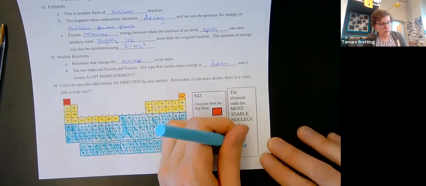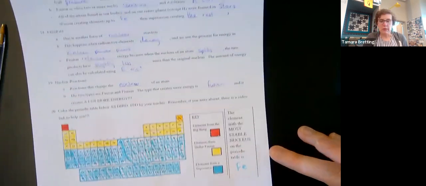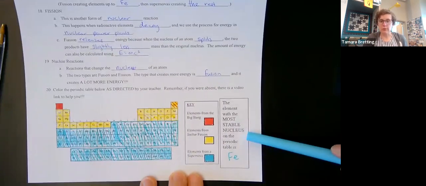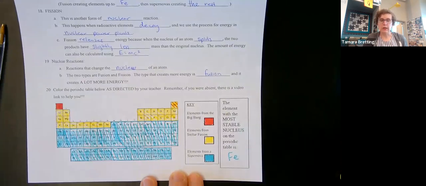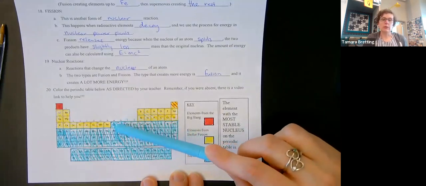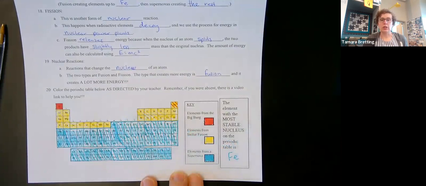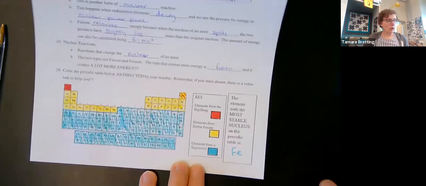So you could switch back to your original writing utensil if you want, but the element that is the most stable on the periodic table, most stable nucleus, is going to be our iron. And that is why we switch to supernova for the creation of the rest of those elements. So hopefully that makes sense.